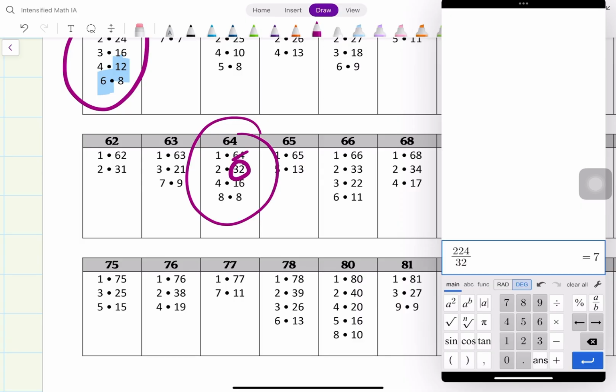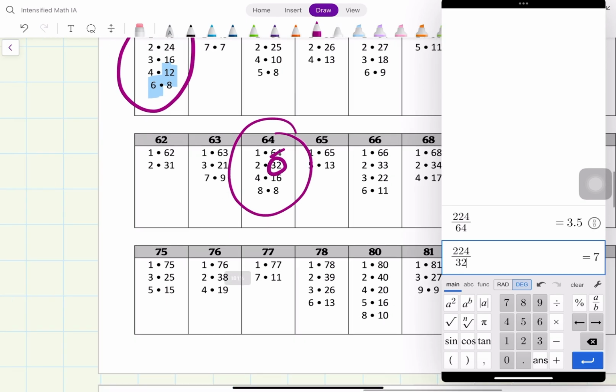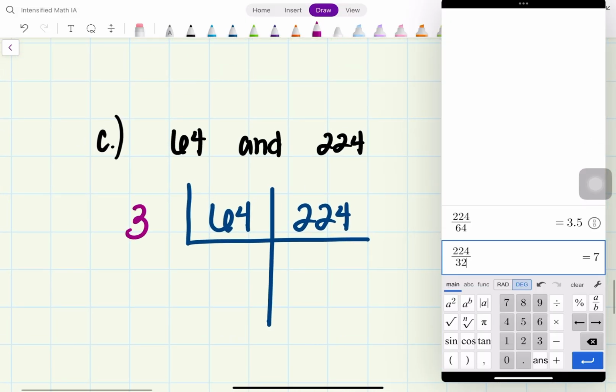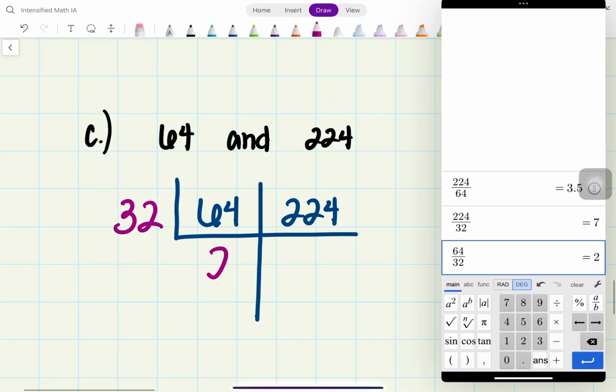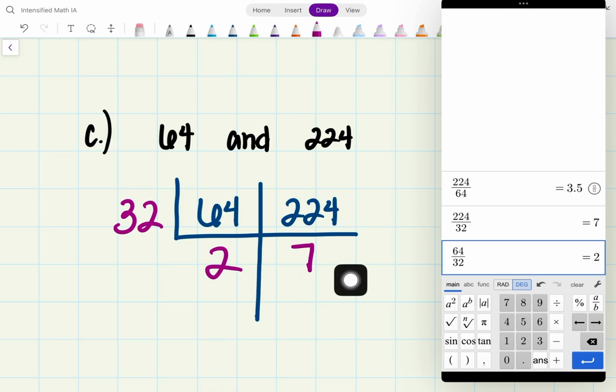GCF is 32, right? So once again, guys, what I did is I did 224 divided by 64, and that didn't work. So then I did 224 divided by 32, which was the second biggest number on 64, and that actually does work. So I'm going to go ahead and go over here. GCF in this case, we said was 32. 64 divided by 32, let's check. It should be 2. And then 224 divided by 32 gives us 7, right? Now, both of these are prime numbers in this case, guys, which means we're done.